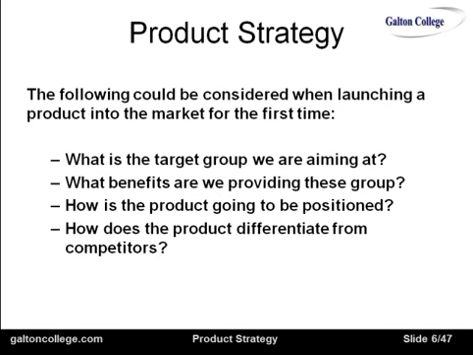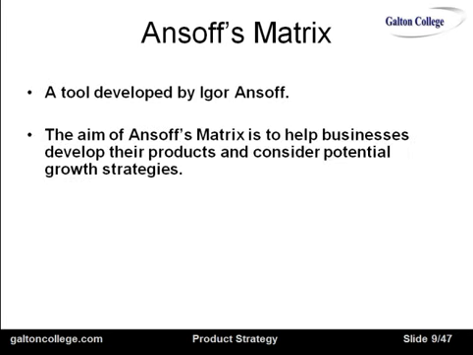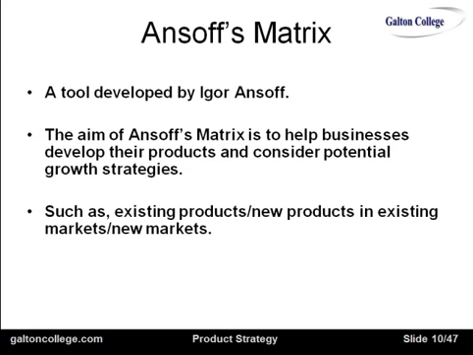Now, to analyze a lot of this, strategists have come up with different techniques. One of the more famous ones is Ansoff's Matrix. It's developed by Igor Ansoff, and the aim of Ansoff's Matrix is to help businesses develop their products and consider potential growth strategies. So, for example, existing products, new products in existing markets or in new markets.